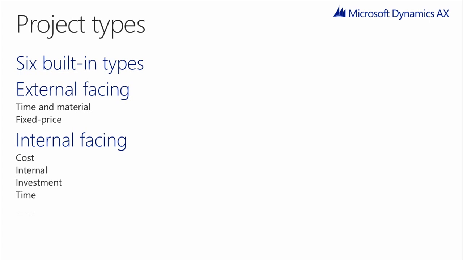As I said before, the first 2 project types, time and materials and fixed price, are externally facing project types. These are for organizations that wish to be able to invoice a customer and recognize revenue for the project work. The remaining project types of internal, cost, investment, and time are internally facing and can be used by an organization for tracking of internal project work. They can't be billed to a customer, nor can they recognize revenue.